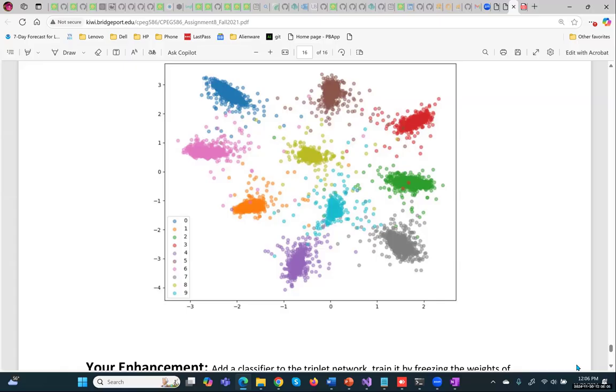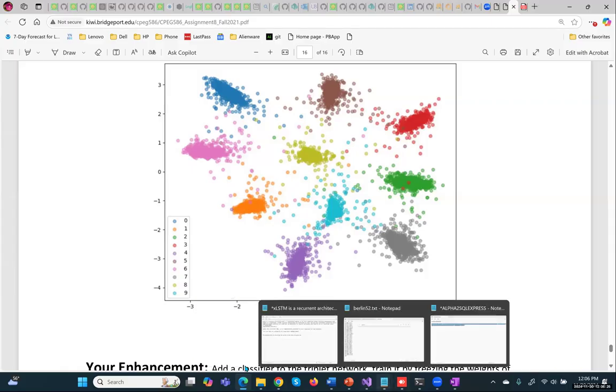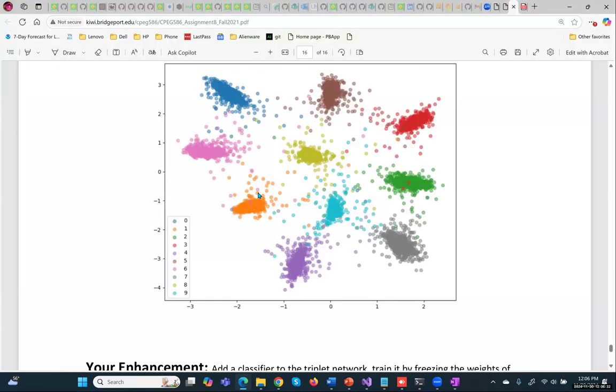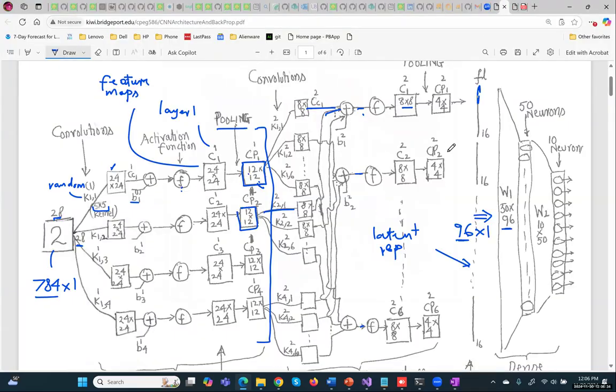So this is how sometimes, if we are doing feature learning, especially for classification purposes, we will project the latent to 2D, plot it, and see how good of a job it's doing. So anyway, coming back to our neural net, deep CNN. So let's go back there. Okay, so we did 96 latent representation and we produced the outputs, right?